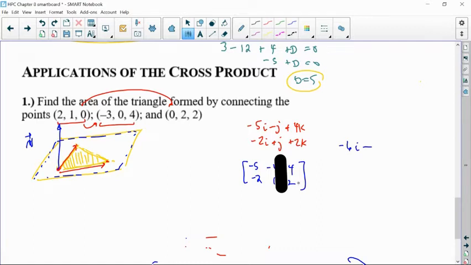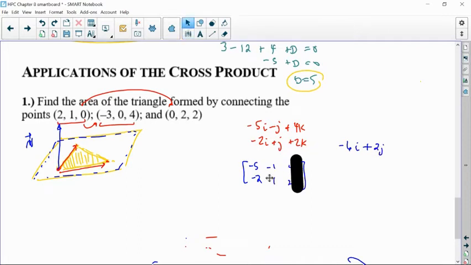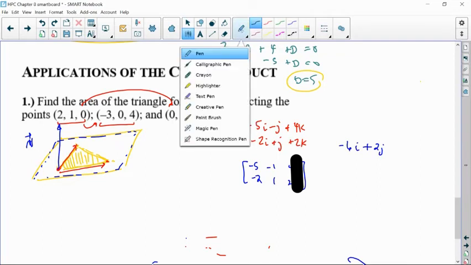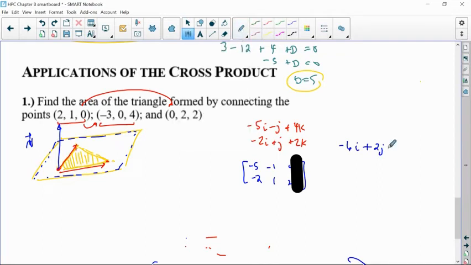So -10 minus -8 is actually -10 plus 8, which is -2. There was already a negative there. So it becomes +2j. And then we'll slide over for the k. So -5 times 1 is -5, minus 2, -5 minus 2 is -7. Okay, so now we have our cross product.